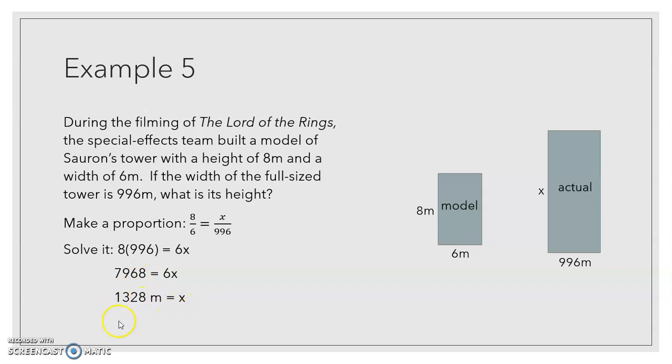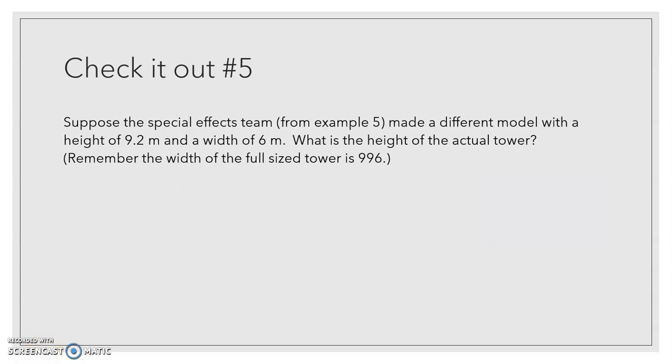Okay, so your last check it out question is coming up next. This is the last question for your Google Doc. It says, suppose the special effects team from example 5 made a different model with a height of 9.2 meters and a width of 6 meters. What is the height of the actual tower? And remember, the width of the full-size tower was 996. So finish this on your Google Doc.